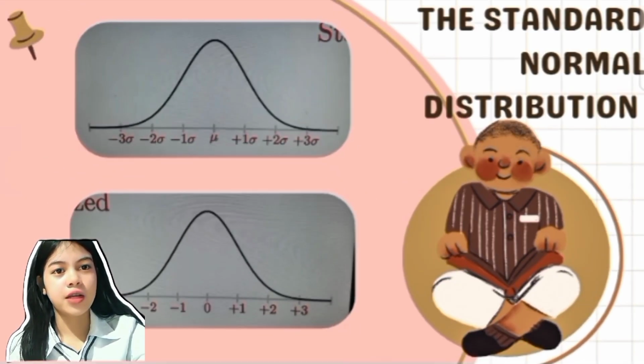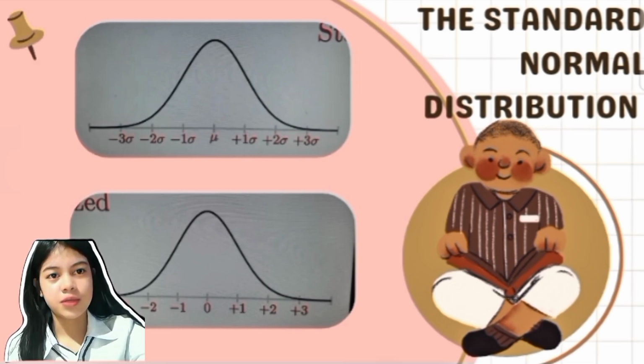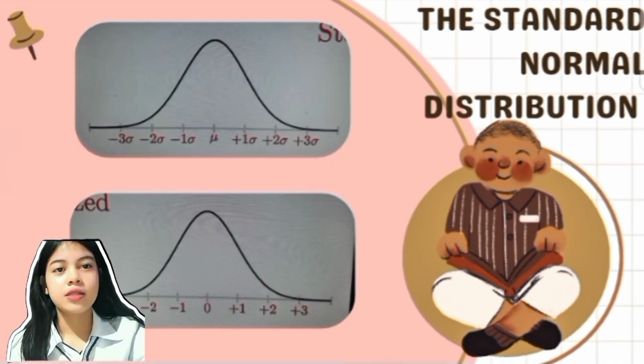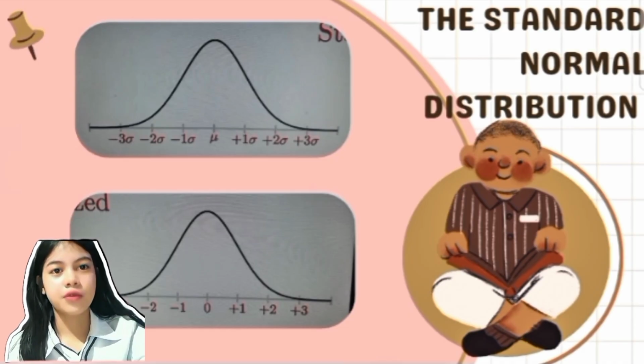The top graph shows a normal distribution with values like -3, -2, -1, the mean, and +1, +2, and +3. The bottom graph shows the standard normal distribution, where the mean is 0 and the values shown are -3, -2, -1, 0, and +1, +2, and +3.